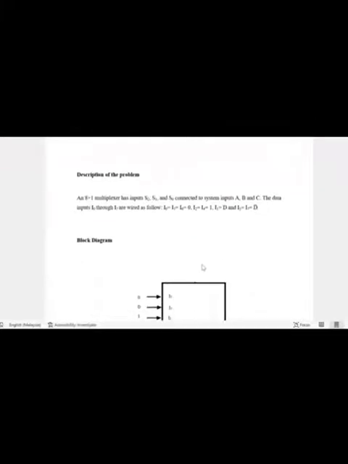The description of the problem is an 8 times 1 multiplexer has inputs S2, S1 and S0 connected to system inputs A, B and C. The data inputs I0 through I7 are as follows. I0, I5, I6 equal 0. I2, I4 equal 1. I1 equals D. And I3, I7 equal D bar.